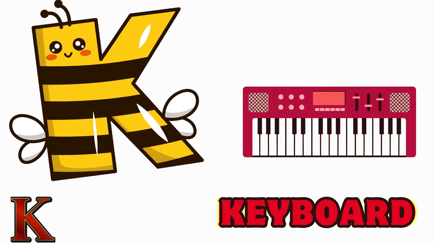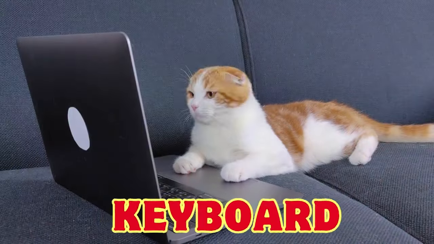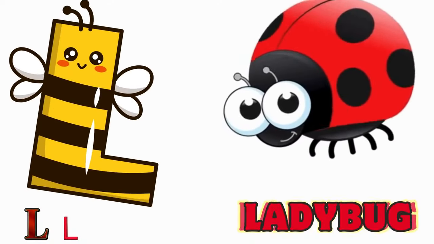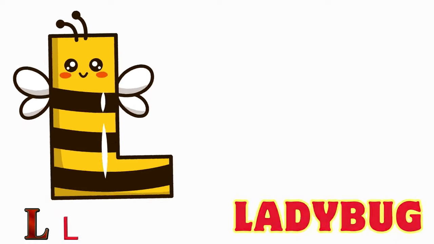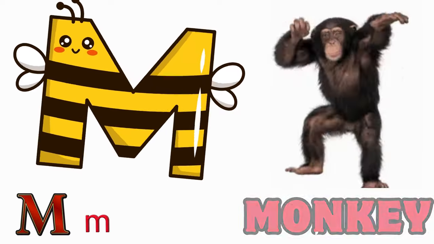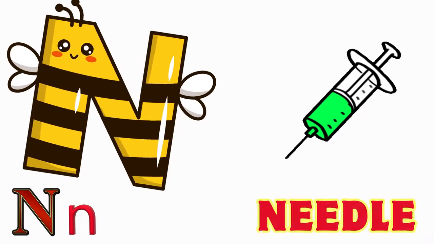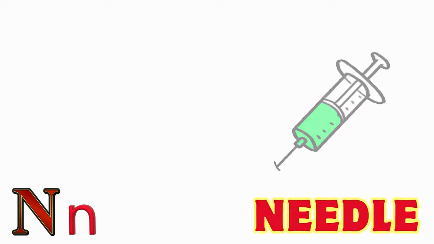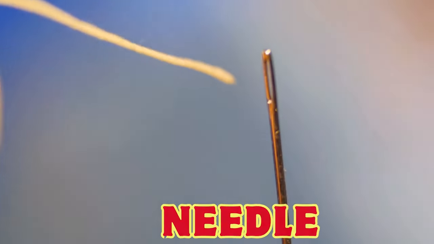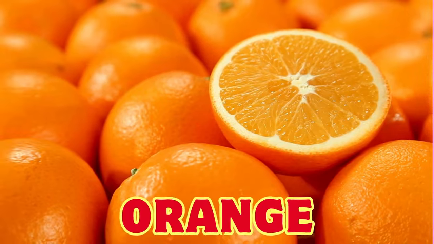K is for keyboard. K, k, keyboard. L is for ladybug. Ladybug. M is for monkey. M, monkey. N is for needle. Needle. O is for orange. Orange.